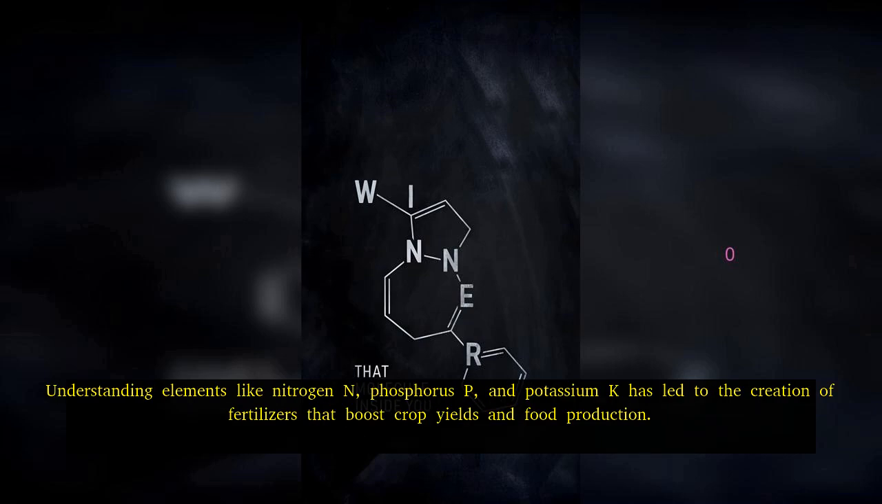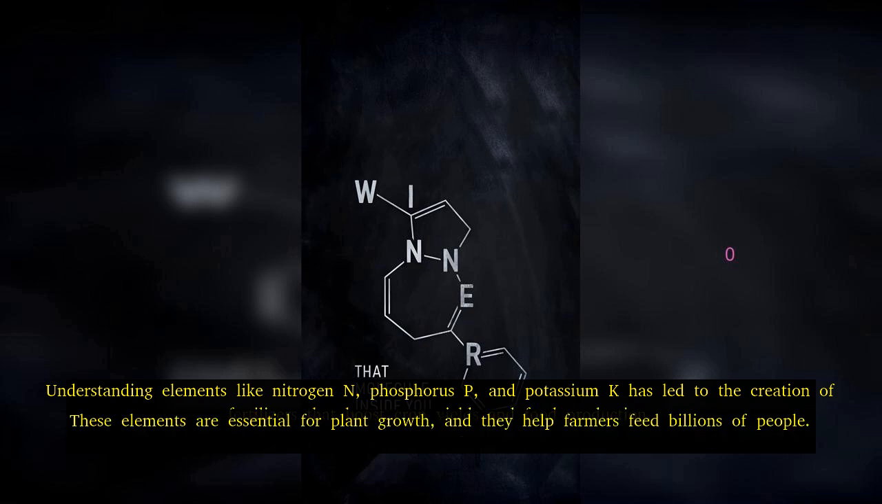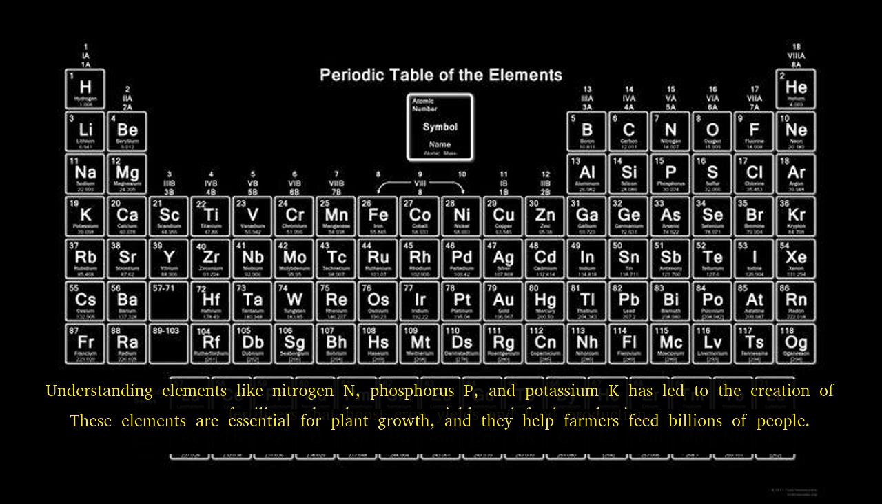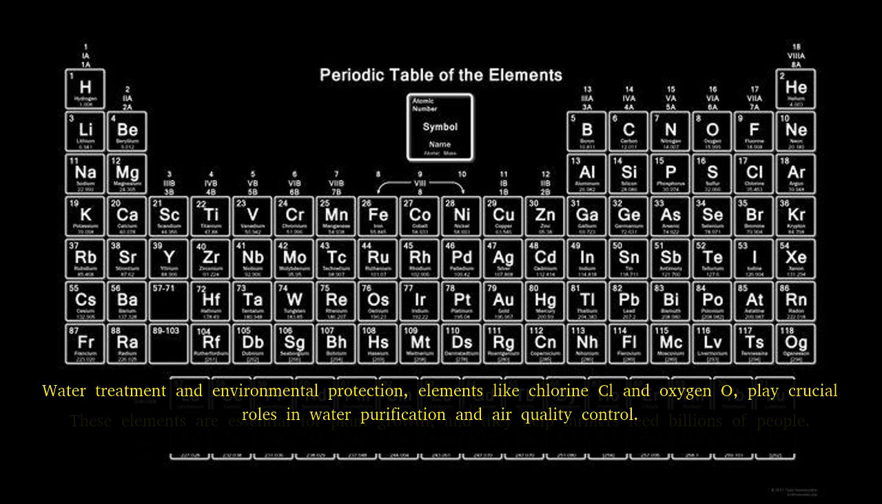Agriculture: understanding elements like nitrogen (N), phosphorus (P), and potassium (K) has led to the creation of fertilizers that boost crop yields and food production. These elements are essential for plant growth, and they help farmers feed billions of people.